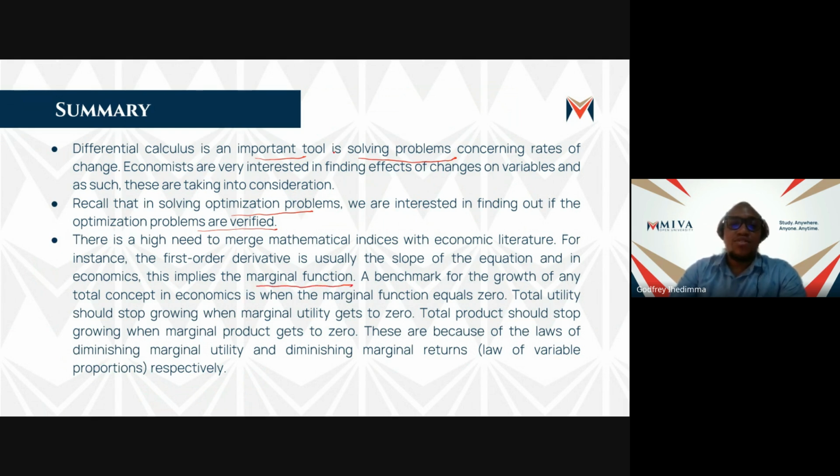And in economics, this implies the marginal function. Now, let me take you back to your principles of economics class, Eco 101. One of the principles of economics says what? That rational people think at the margin. Now, if you are rational, it means that you are always interested in what is the extra. If I take this line of action, what is the extra? I am doing something consistently. If I do it one more time, what will be the outcome of that extra I have done? So that's what we're looking at. That's what we mean by thinking at the margin.